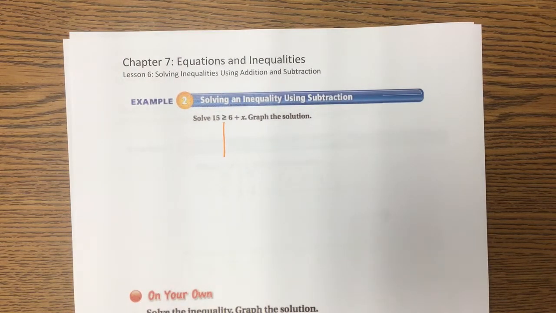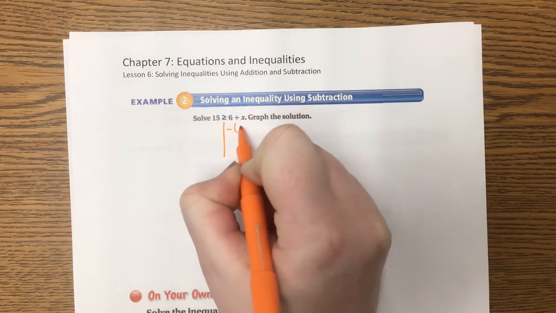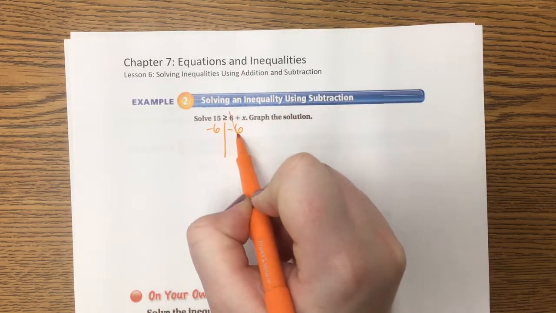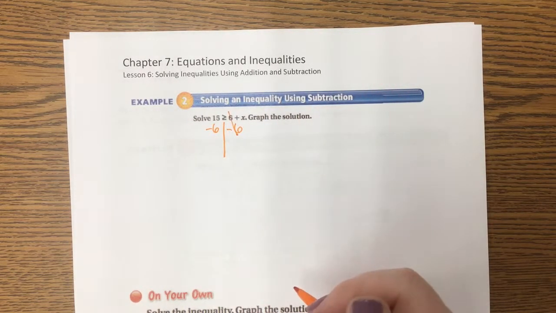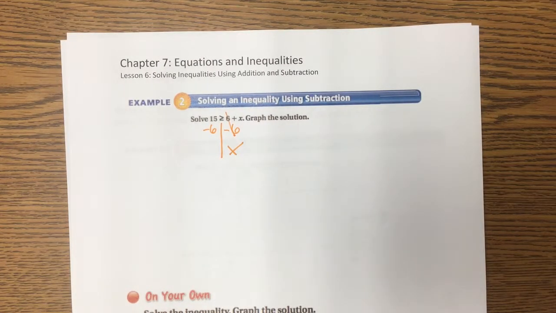So 6 plus x, that's addition. To undo addition, or to do the opposite of addition, I have to subtract. So I'm going to subtract 6 from both sides. My 6 over here cancels out because 6 minus 6 is just 0. So I'm left with x right there.